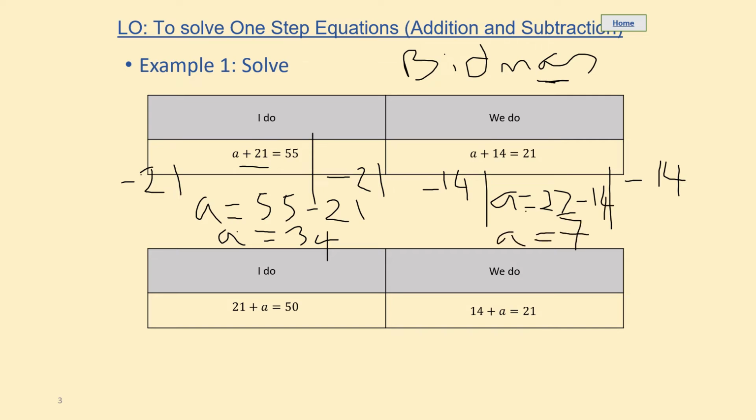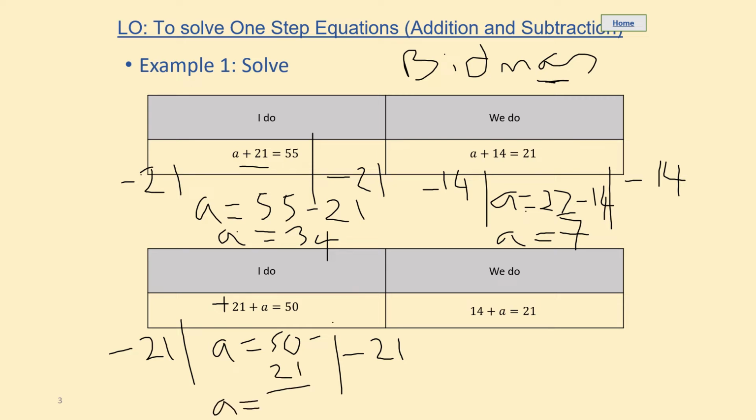So if I look at the one beneath, you've got 21 plus A equals 50. Well, because there's no sign in front of it, it actually is a plus. So we've got plus 21. What do we do? Well, we subtract 21 from both sides again. So A equals 50 minus 21. So A equals 29.